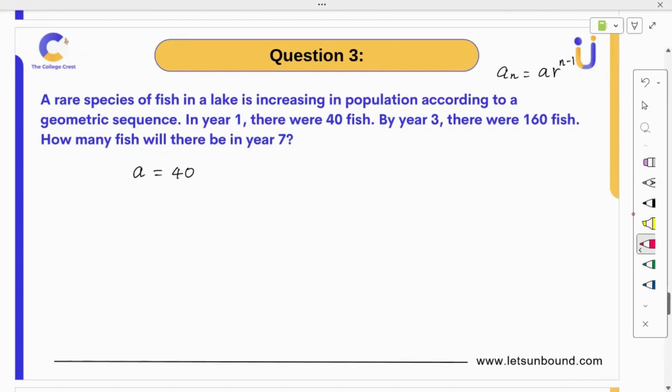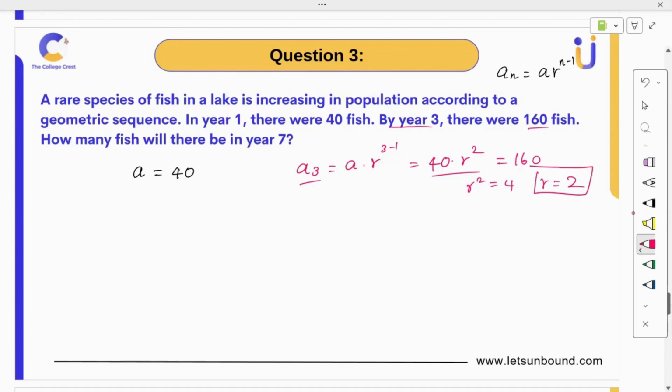Right. So third year means what? A3 is a times r power 3 minus 1. I know a, which is 40, times r power 2. Okay, this is A3 equals 40 r square as an expression, but I know what A3 actually is. It is 160. So 40 r square equal to 160, and you can solve for r. R square is 4, and r equal to plus or minus 2.